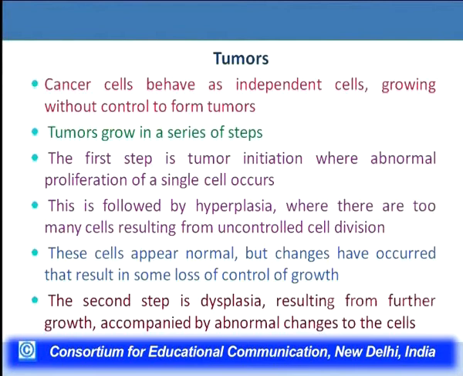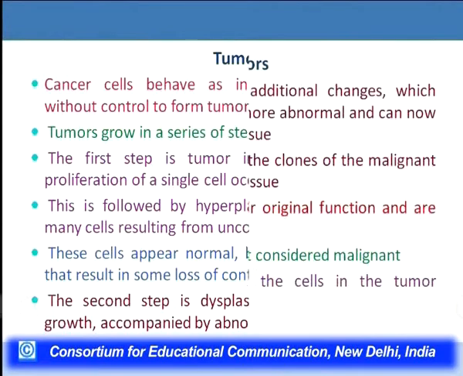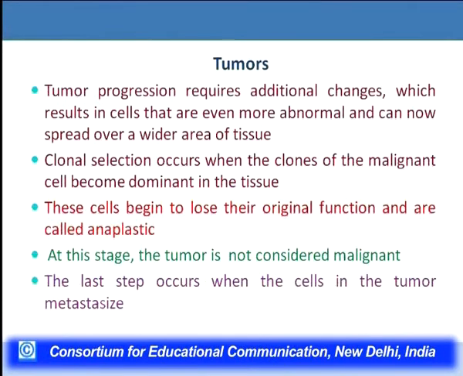Now these cells appear normal, but changes have occurred in these cells which have resulted in some loss of control of growth. After hyperplasia, the second step is termed dysplasia, which results from further growth accompanied by more abnormal changes to the cells. And how do these abnormal changes occur? They occur by further mutation occurring in those cells.